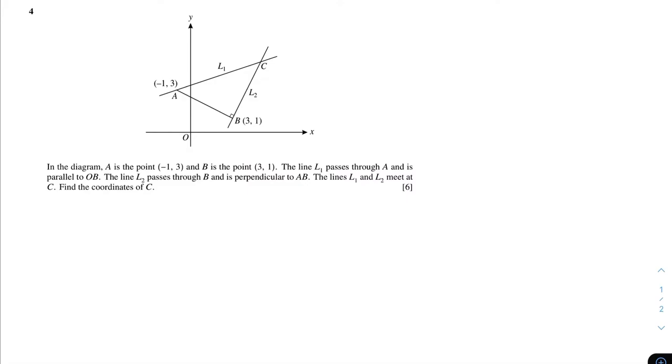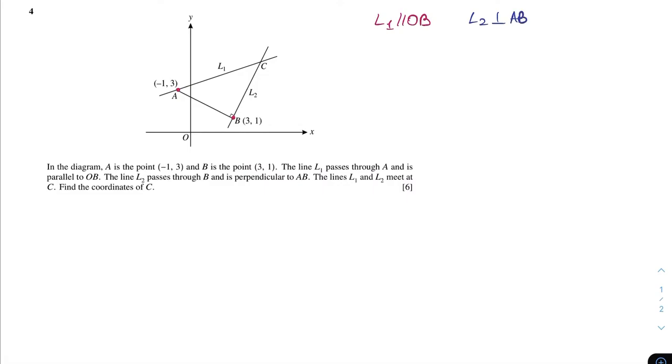Okay, the question is: in the diagram, A and B are points whose coordinates we know. We need to find the coordinates of C. The line L passes through A and is parallel to OB. So L1 is parallel to OB. And we have the second line, L2, which is perpendicular to AB.